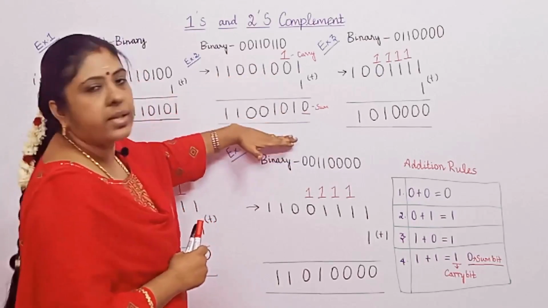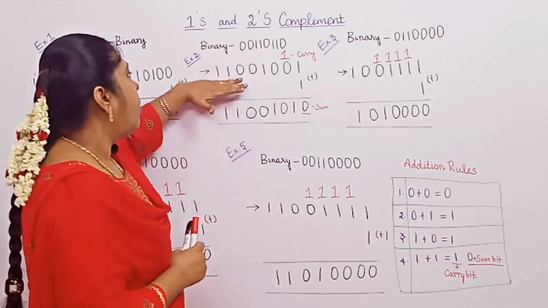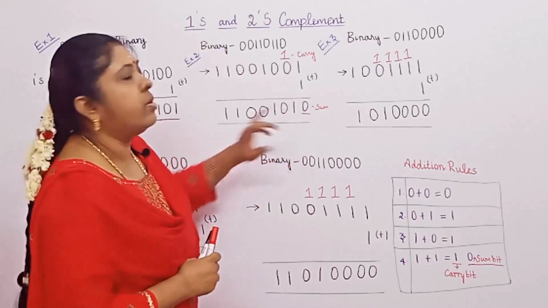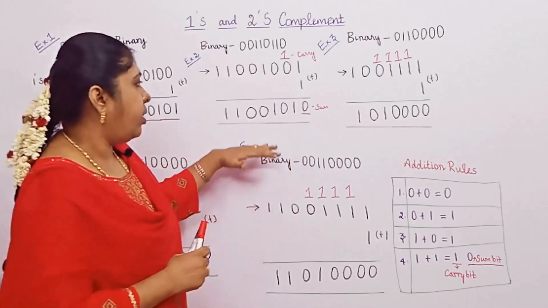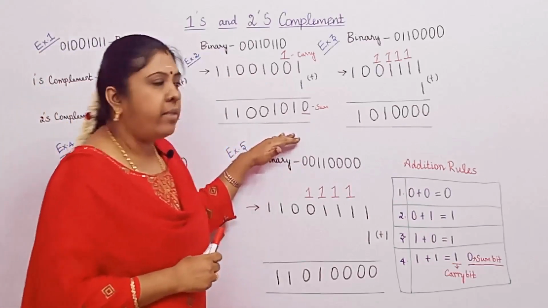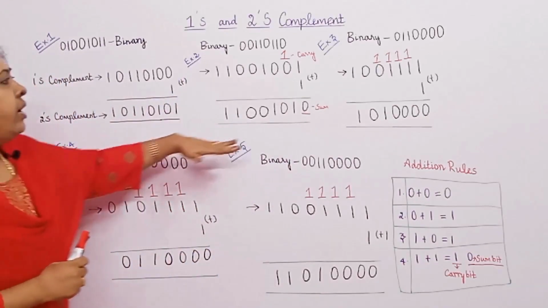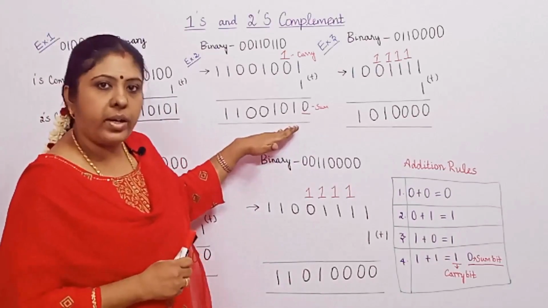So the same numbers can be repeated as they are: 1 1 0 0 1 0, here 1 0. Okay, you would be clear now. Here we are having only a 1 carry. The first addition does not have any carry. Here we are having only 1 carry.